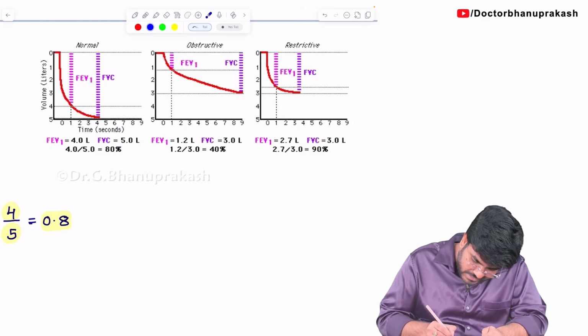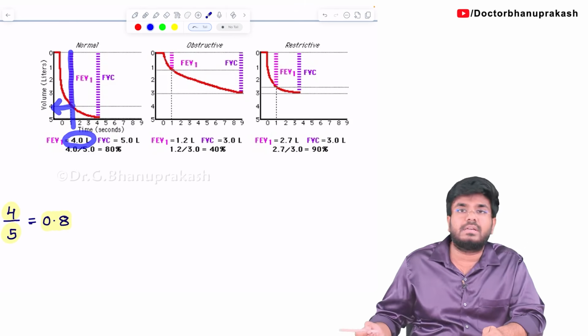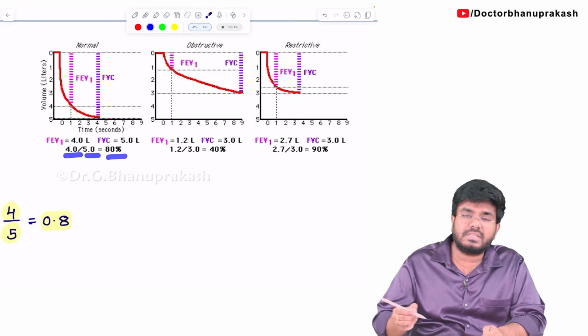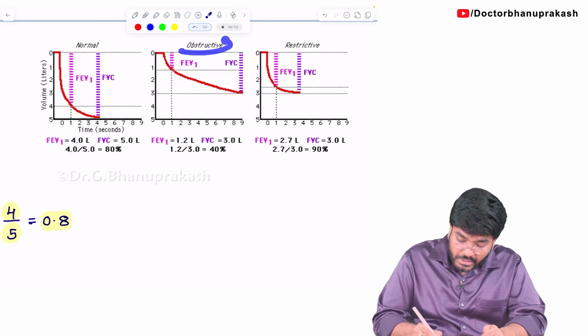In the first second, how much air is coming out? 4 liters is coming out. So FEV1 is 4 liters. So what is the FEV1 by FVC ratio? 4 divided by 5, 80%. Normal, we know. But look at the obstructive lung disease patient.